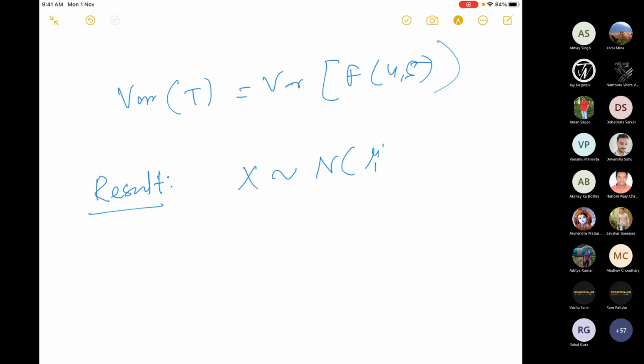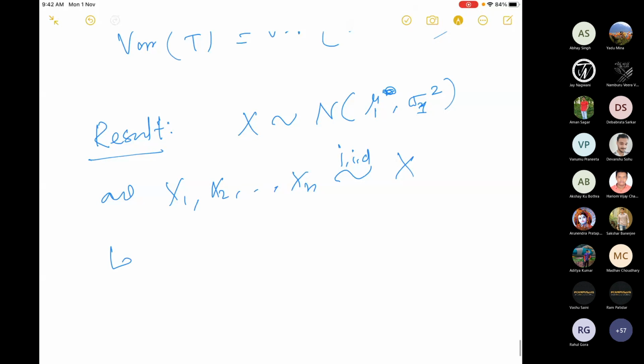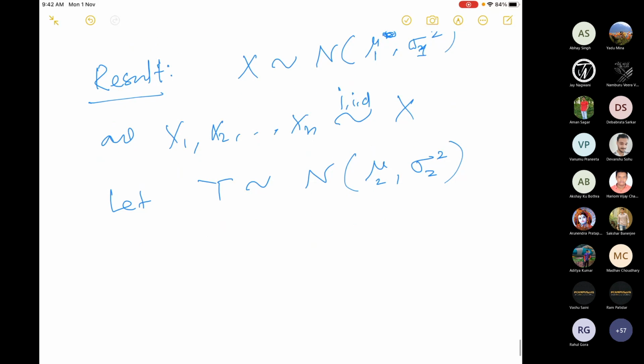Let's say X is normal with mean mu1 and variance sigma1 square, and let's say X1, X2, ..., Xn are sample random variables, IID with X. And let us say Y is one more random variable, which is normally distributed with mean mu2 and variance sigma2 square. And let's say another random sample I have, Y1, Y2, ..., Ym, which is IID of Y.